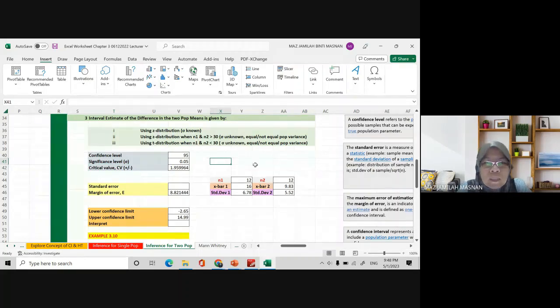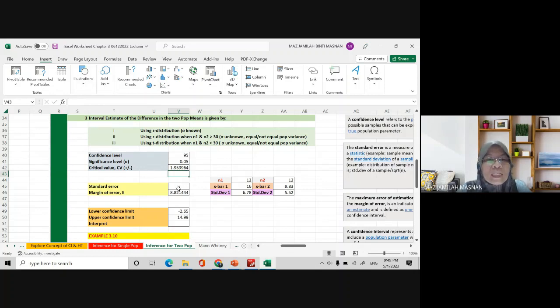Now I have my alpha. I have to find the critical value. The critical value is almost the same as what we repeated in proportion just now. NORM.S.INV of 1 minus the tail divided by 2. We got 1.96. You have this in your Excel sheet. Just follow me with the instruction.